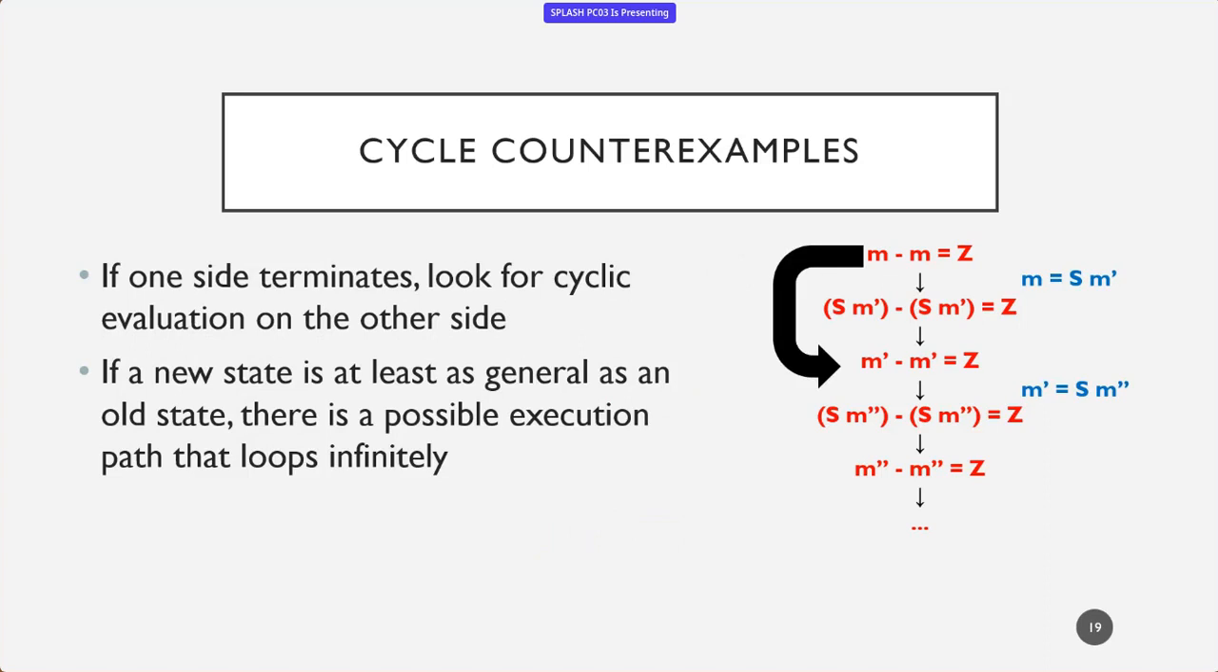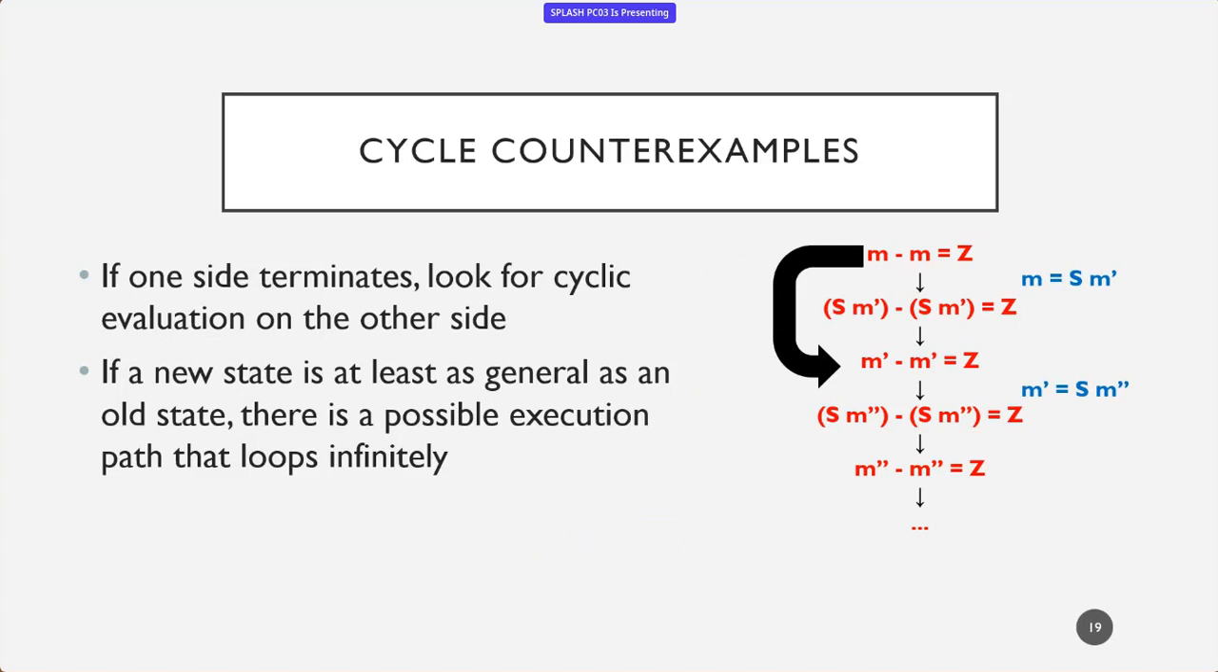By the definition of approximation, m prime minus m prime is at least as general as m minus m. That means that any evaluation paths that are available to m minus m are also available to m prime minus m prime. There was a path that led from m minus m to m prime minus m prime, so we can take that path again from m prime minus m prime to reach another expression pair that's also at least as general. And we can keep repeating this process forever to have non-termination.